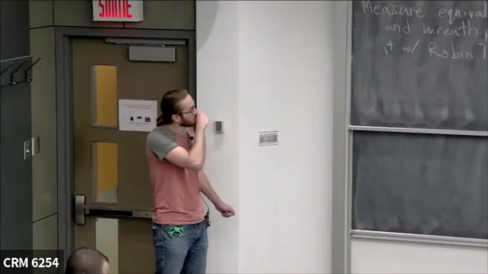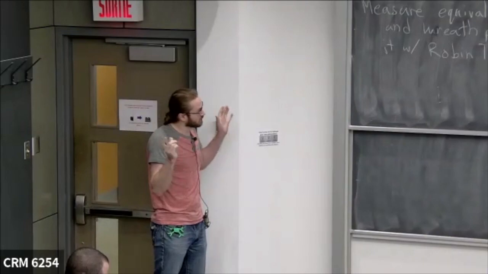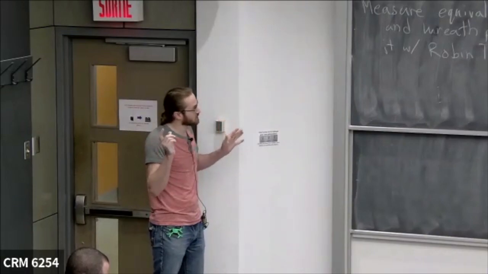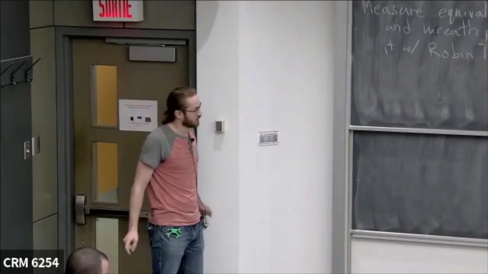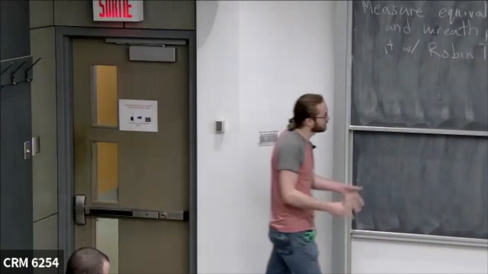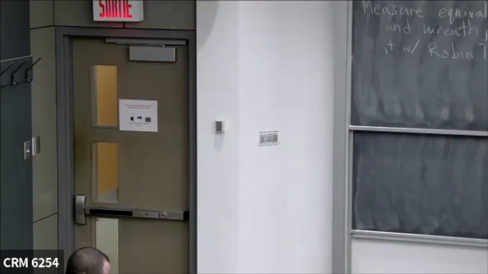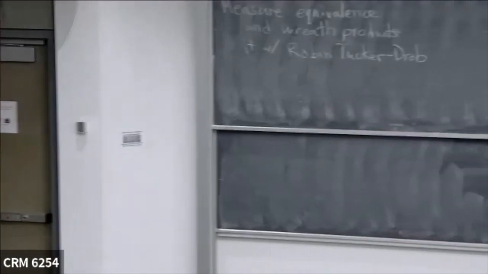Right, so as an outline of the talk, I'm just going to say a few words about orbit equivalence and stable orbit equivalence, define wreath products, and make some simple observations, and then state our main results and hopefully sketch an outline of the proof.